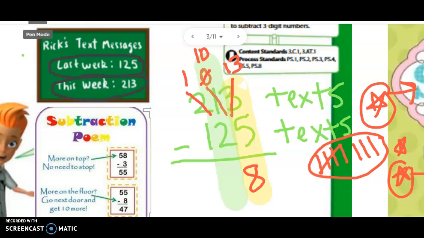Then I can continue with subtraction. 10 minus 2. I'm going to use that same strategy of counting up from the small number to the large number. 2, 3, 4, 5, 6, 7, 8, 9, 10. My difference again is 8.